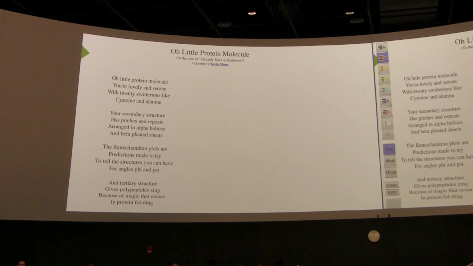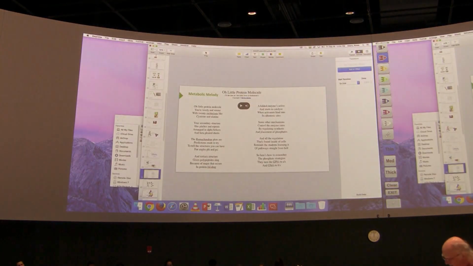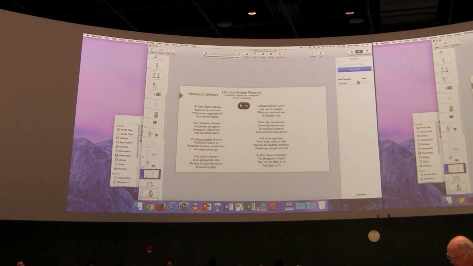It's called "Oh Little Protein Molecule." And it should be starting. And it's not starting. Why didn't it start? Let's exit this. Maybe the audio. Who knows? We'll try it again.